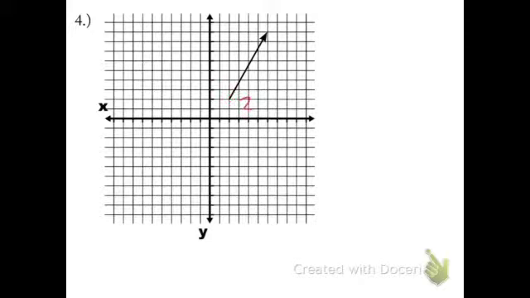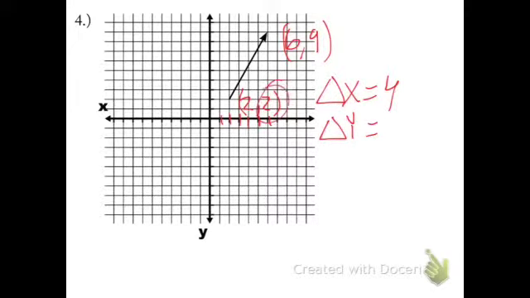You start at 2, 2. And then you end at 6, 9. So if you're going from 2 to 6, that is a change in the x of 4. The change in y, going from 2 to 9, is a change of 7. And so our vector is 4, 7.